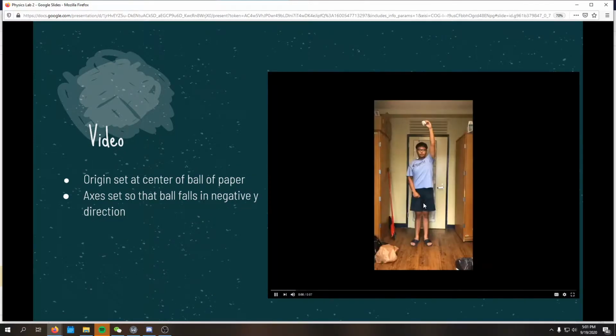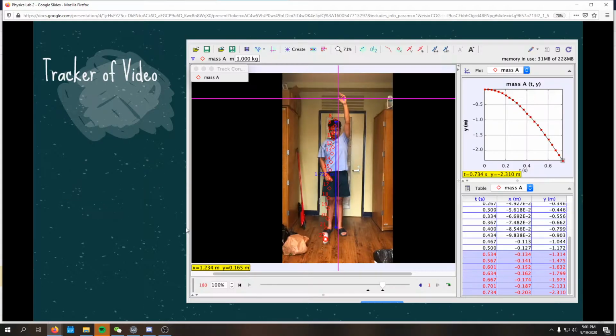The particular object that we used in this lab was a balled up piece of paper. As you can see, we drop it from a height of my fully extended arm down to the ground. So here's the tracker video of that motion. A possible source of error here, as you can see, is that the ball did not fall completely straight. It fell slightly to the left in the x direction. And also the point masses weren't quite right.